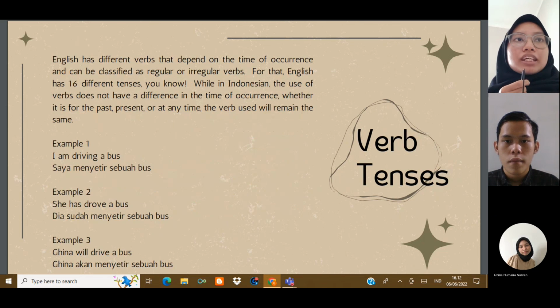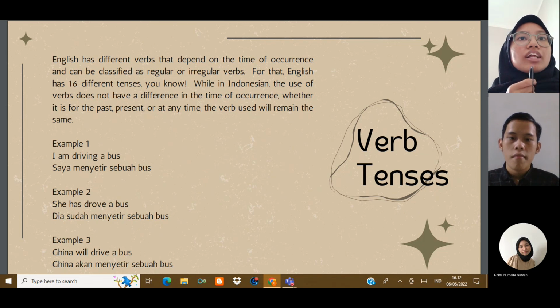Next one is verb tenses. English has different verbs that depend on the time of occurrence and can be classified as regular or irregular verbs. For that, English has 16 different tenses. While in Indonesian, the use of verbs doesn't have a difference in time of occurrence, whether it is for the past, present, or at any time, the verb use will remain the same.